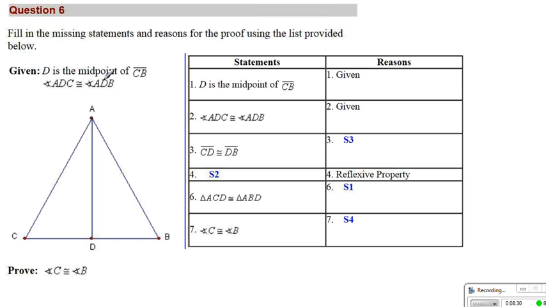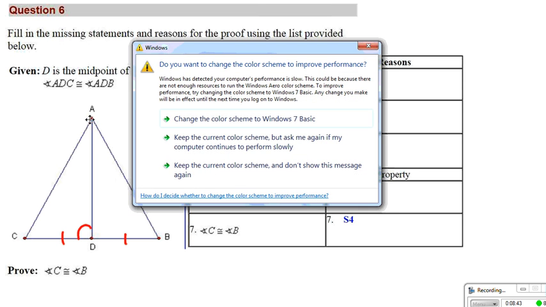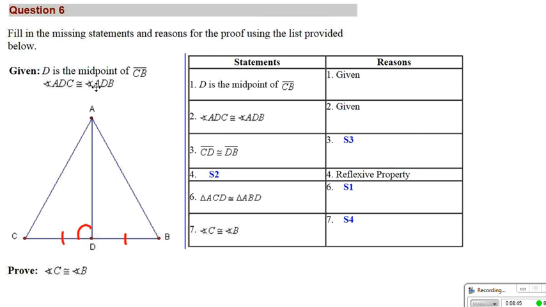So here, D is the midpoint of the line CB. So once again, we get to realize that this line segment must be equal to this line segment. Angle ADC, which means this angle, must be congruent to angle ADB. This one. They have to be congruent to each other. Now, how can we prove that angle C, let me use the green one, angle C is congruent to angle B?